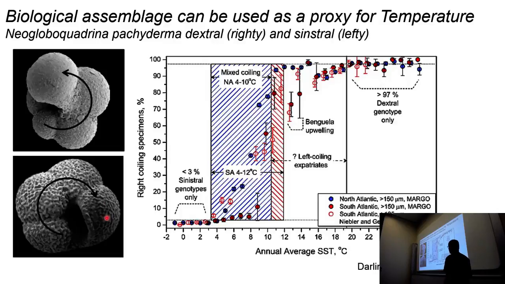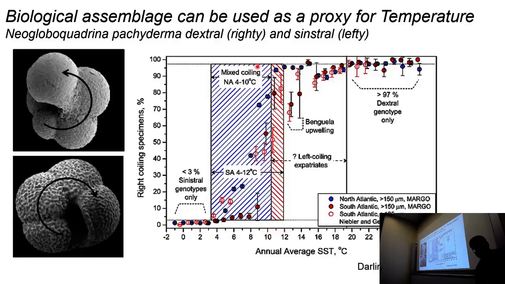Okay, and it turns out that the dextral, so the one that coils to the right, likes to live in warm water, and the other one, the lefty spirally one, lives in cold water. So if you were to find some deep sea sediment, you could count how many of each one of those you had, and what you could do is look at this kind of graph here, then look at the ratio of lefties to righties, okay, and then you could read off what the temperature was.